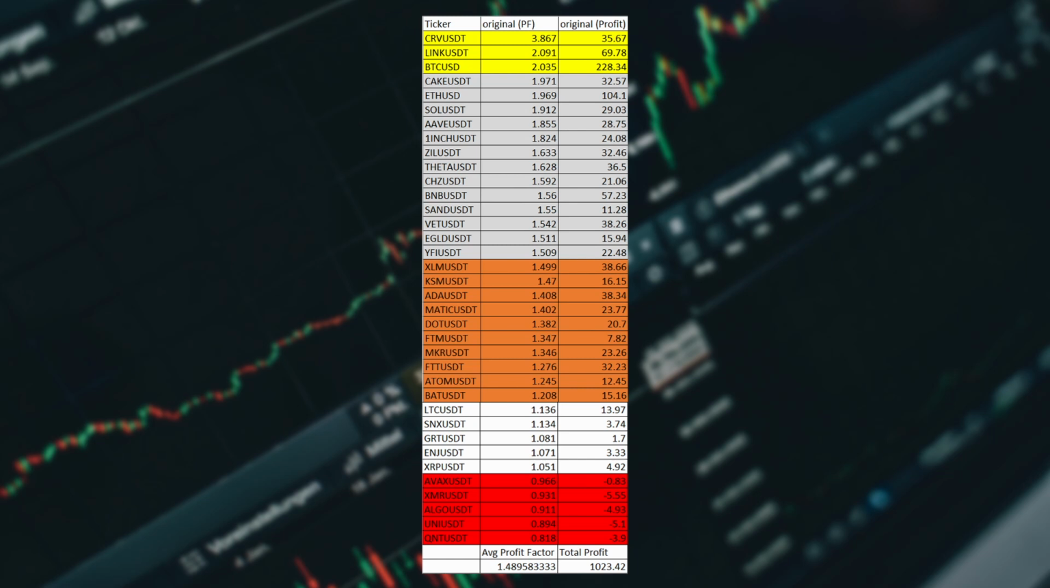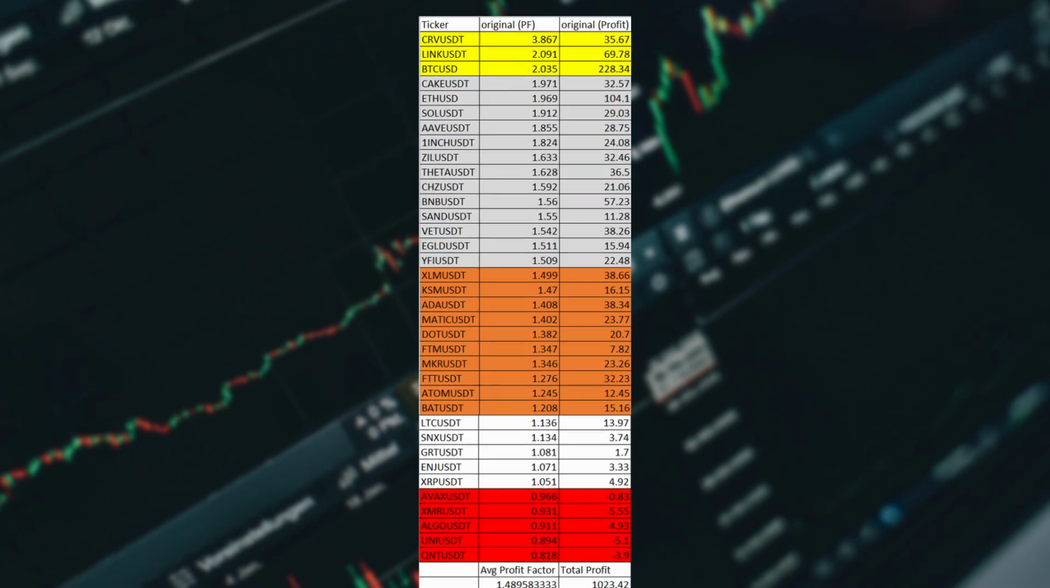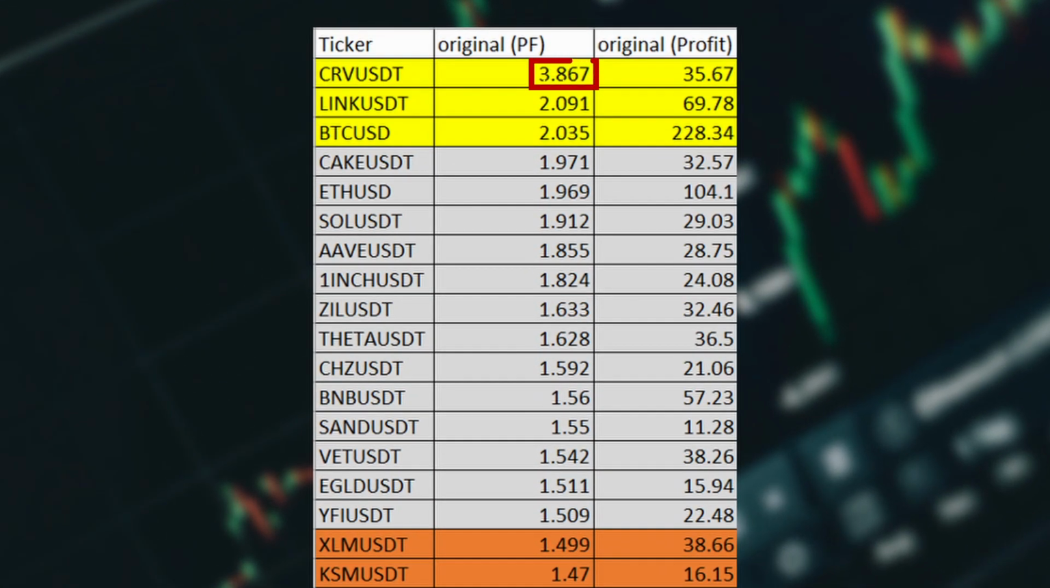Okay, after I went through all of the 36 crypto pairs, I collected the profit factors and the net profits into an Excel sheet just like before. Now the best performer got 2.3 profit factor, followed by Link and Bitcoin USD with around 2 profit factor. The biggest single profit was 228% and was achieved on the Bitcoin US dollar pair.